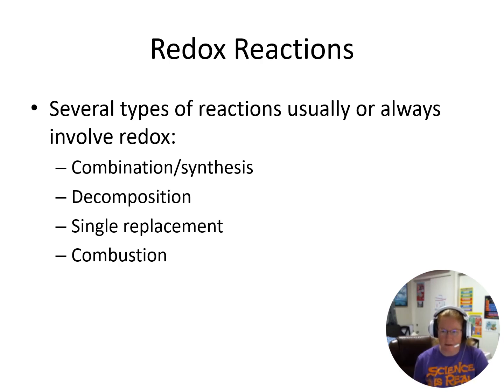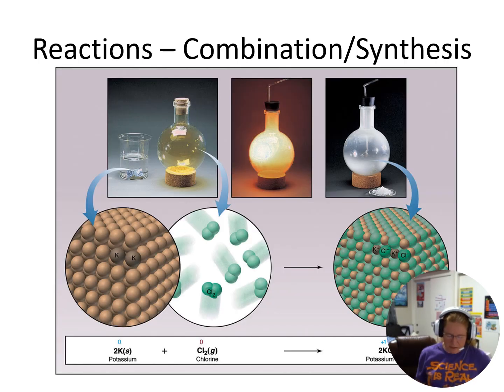Decomposition is going to be redox. Single replacement, that's where we used the activity series, if you recall. Okay, and then combustion is also going to involve change in oxidation number. So let's take a look at just a few of these reactions. All right, so here's a combination synthesis reaction. We have some potassium and some chlorine gas that ends up giving us some potassium chloride. So let's take a look and understand how this is redox.